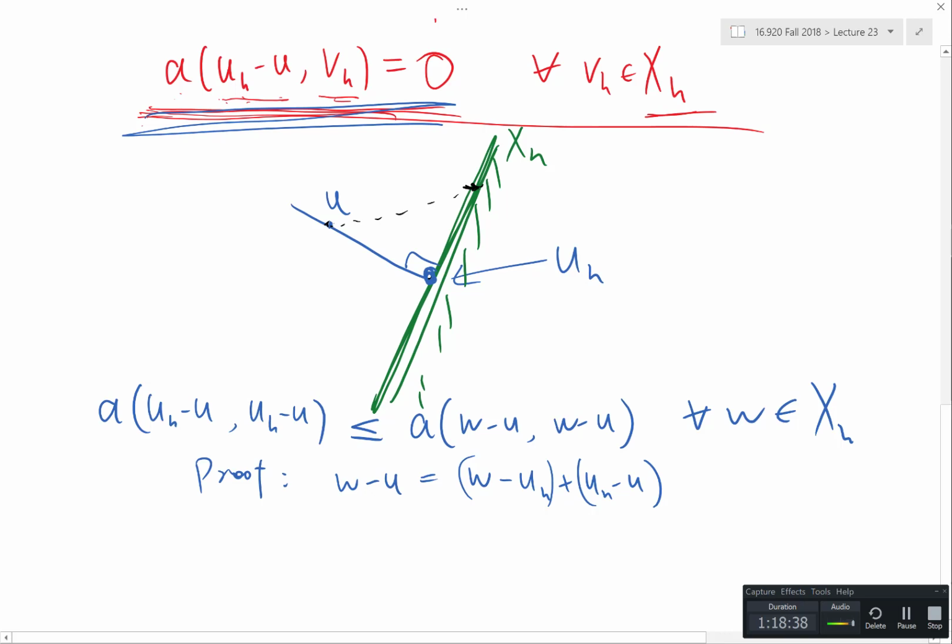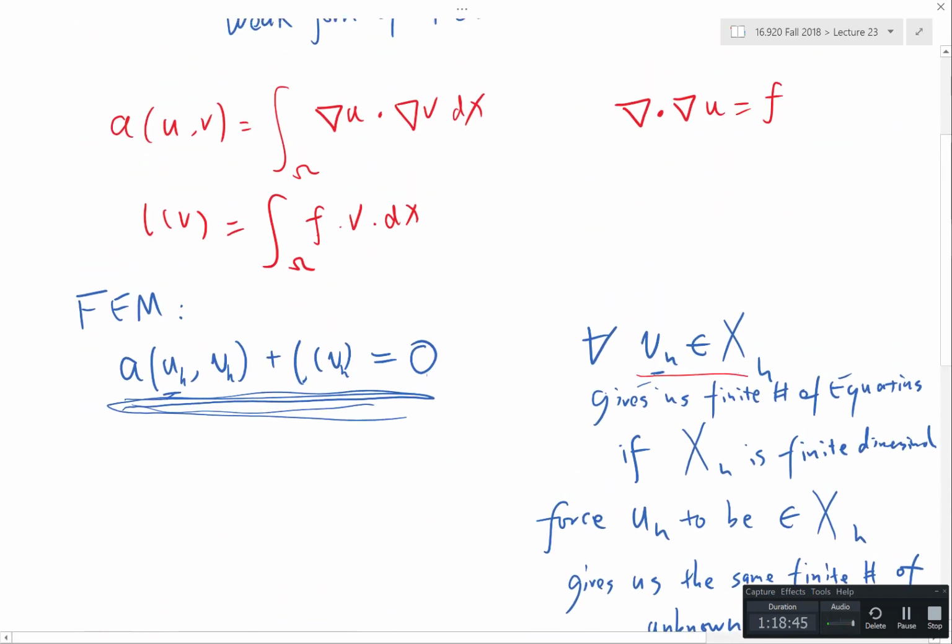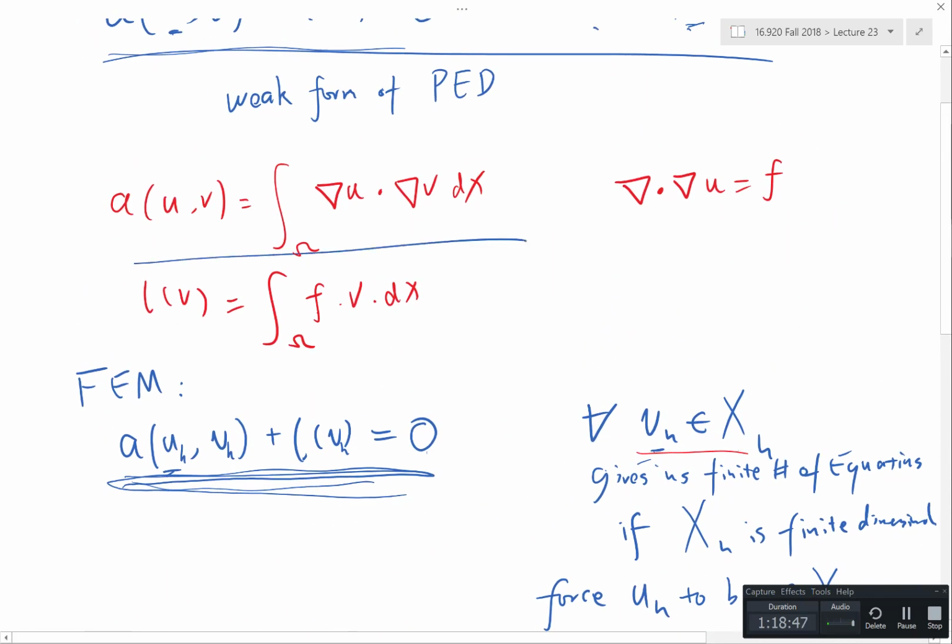but it's optimal in a very particular sense. It is optimal, for example, for the Poisson's equation. It's optimal in the sense that the distance defined by the norm of the gradient is going to be the smallest.